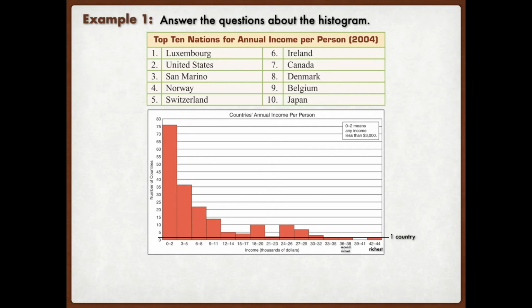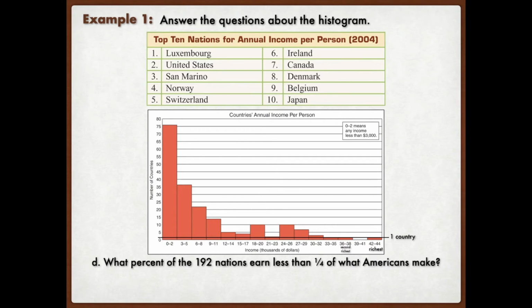Okay, here's an example I want you to try on your own. We're using the same chart and graph, so you can go ahead. We kind of broke it down already. Let's see if you can answer some of these questions. What percent of the 192 nations earn less than 1/4 of what the Americans make?